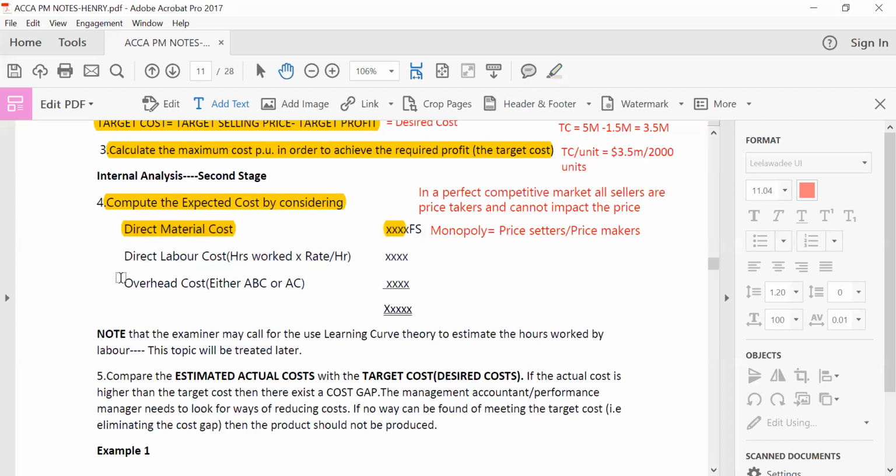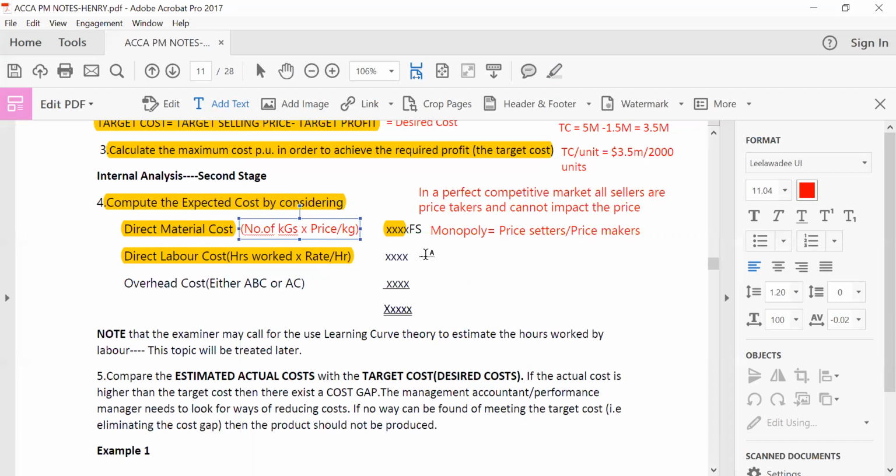Then labor costs. How do you calculate labor cost? Labor cost, all the time, is hours worked by labor times rate per hour. In the case of the material, we can give you kilograms, so I can just say number of kgs times price per kg, right? Good. Later on, we will look at waste, the impact of waste.